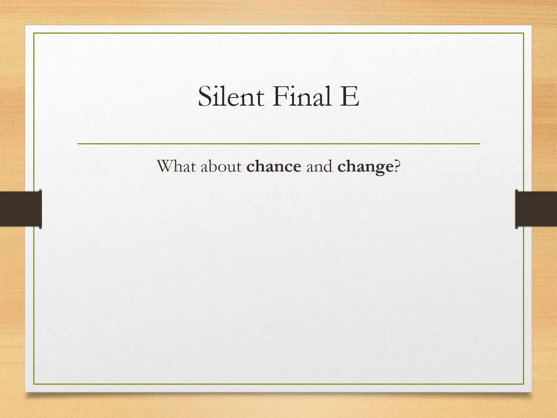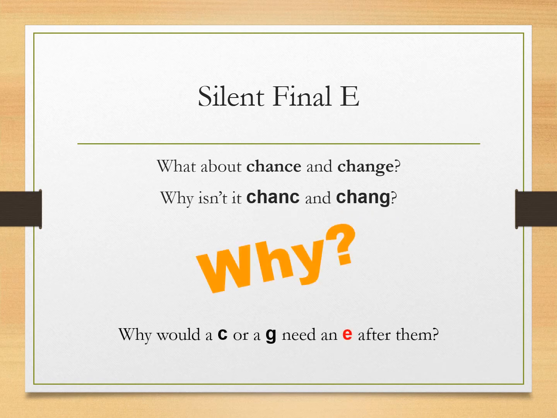What about words like chance and change? They have silent final E's on them. Chance and change. Why don't we just spell them without the final E? Now think back, because we had a lesson about this. Why would a C or a G need an E after them? Why would they need that?